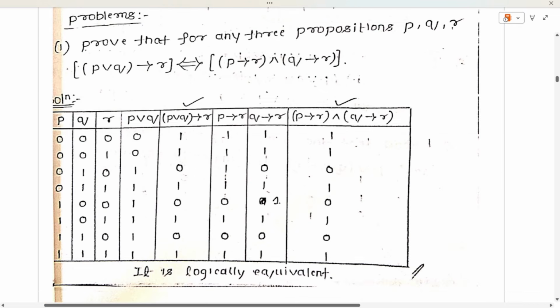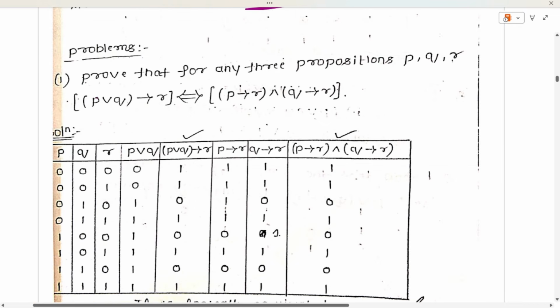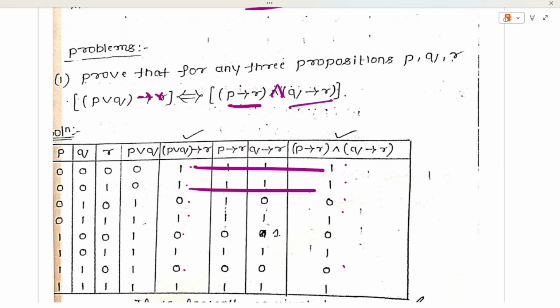See, first you can see here P or Q conditional R. You do that first. P or Q conditional R got 1 1 0 1 0 1 0 1. Okay. Now you have to do P conditional R, Q conditional R and the AND operation. Here also you got 1 1 0 1 0 1 0 1. The same values. Here you can compare all the values. All are the same. So you can say it is logically equivalent, and it is a tautology also.